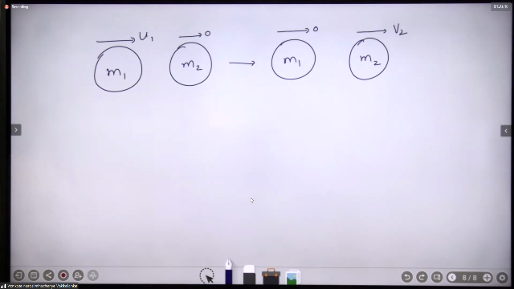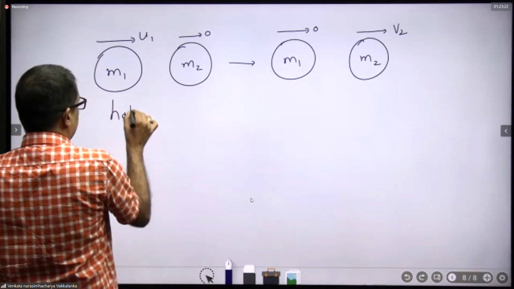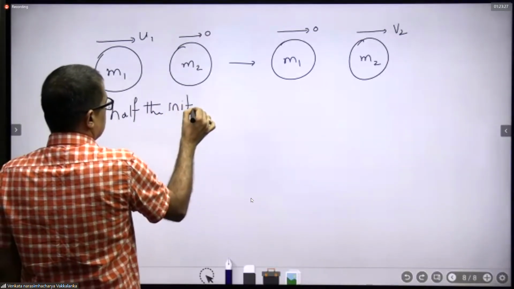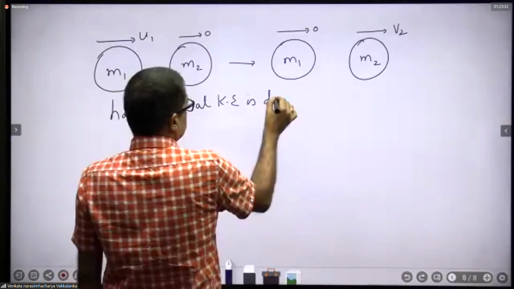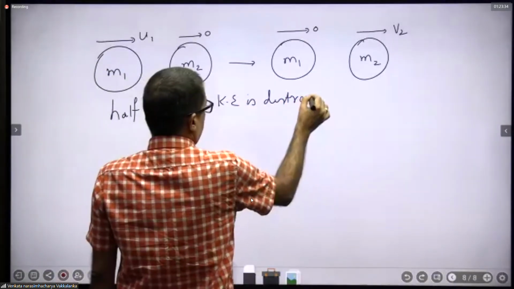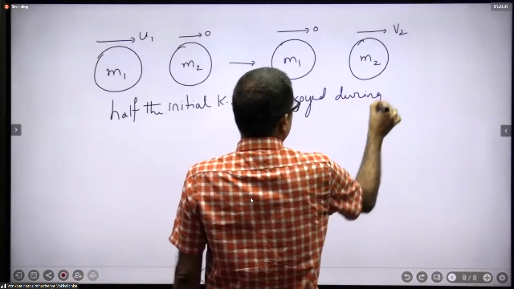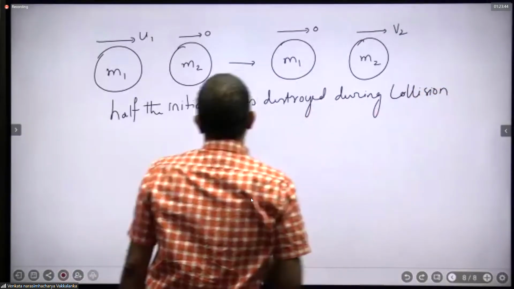Listen, question is not yet complete. पहले सुनो तो सही. Half the initial kinetic energy is destroyed during collision. Find small e.